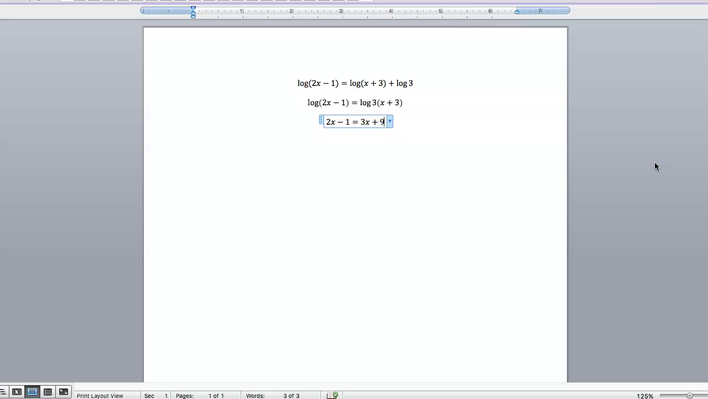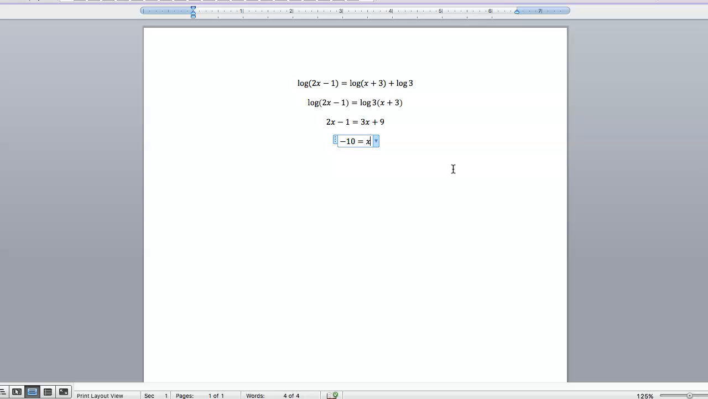That's now a linear equation which we can solve in the usual way. I'm going to subtract 2x on both sides. I'm going to subtract 9 on both sides. And now I have negative 10 equals x. Oh, okay. That looks done. I feel done. I have x equals negative 10.